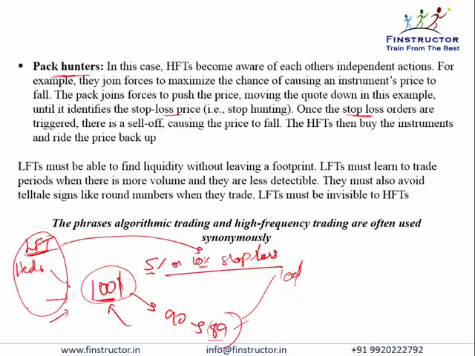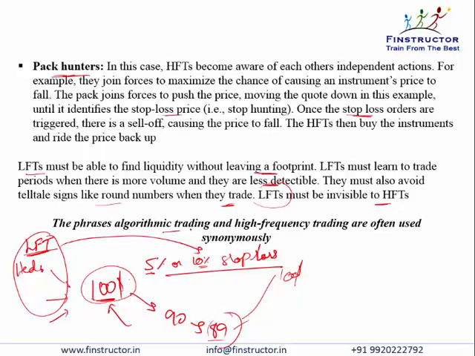So what the low frequency traders, the retail investors, the institutions, etc. have to do is that they must be able to find liquidity without leaving a footprint. They must learn to trade in periods when there is more volume and they are less detectable. They must also avoid telltale signs like putting orders in round numbers or lots when they trade. So the low frequency traders, these hedge funds, human beings, must be invisible to these algorithms so that they don't get exploited by these algorithms.